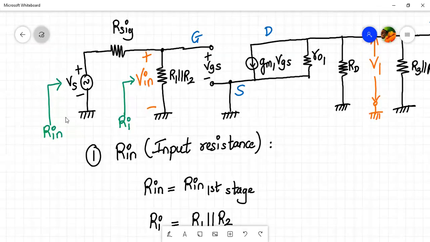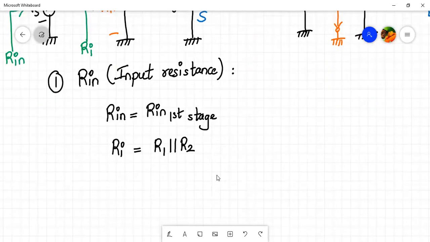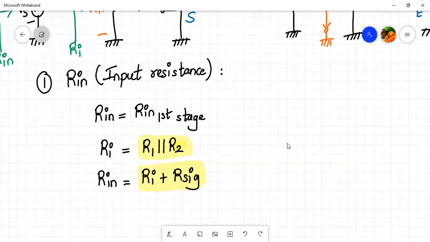And then finally, what will be Rin? Rin will be R sig plus Ri. So also let me write it down. Your Rin, input resistance for this cascade amplifier, will be Ri plus R sig. Yeah. So that's the formula for Ri and Rin. Right? In numericals, it is very, very useful. It's very critical to identify the correct formula.